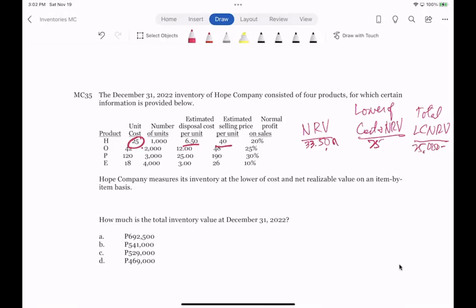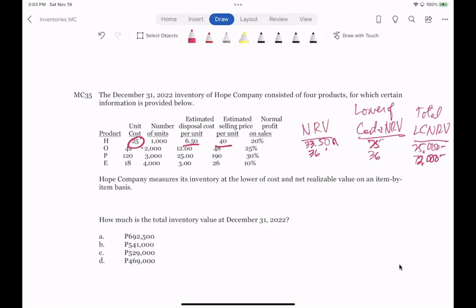Then for O, unit cost is 42. Your estimated selling price is 48. 48 minus 12, that is 36. Compare it with 42, therefore the lower is 36. Multiply 36 by 2,000, so that is 72,000.